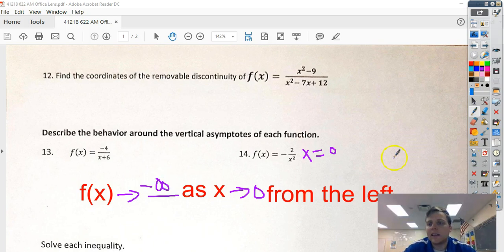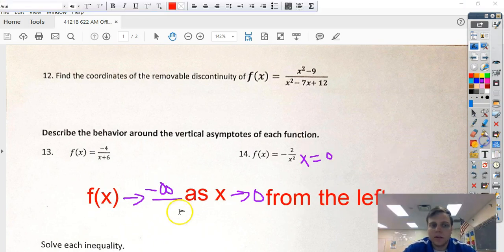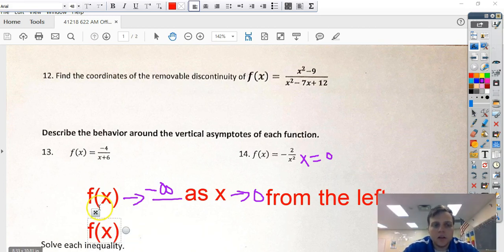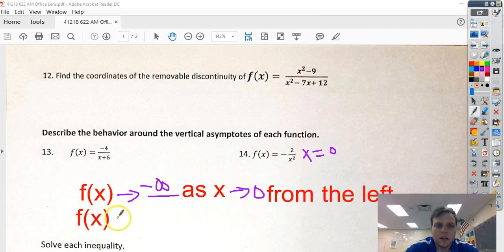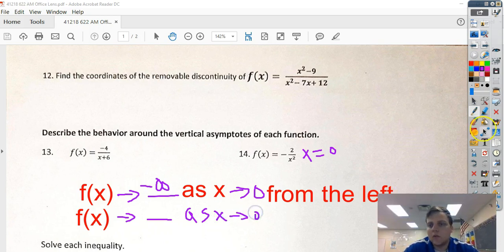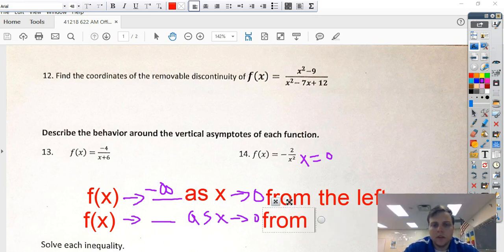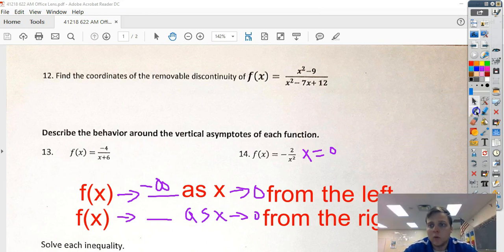Now we're going to ask the exact same question, but instead we're going to look at it from the right. So f of x approaches what? Okay. f of x approaches what as x approaches 0 from the right? Okay, so we just need to look and see what f of x is approaching.